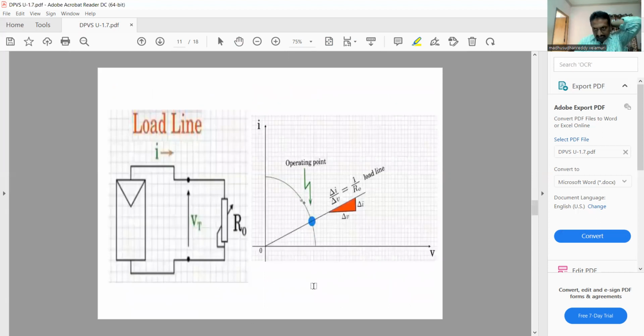Next, I will come back to explain about the load line. So what is the load line? What is the load line? We remember what the load line means. So this is about the cell.